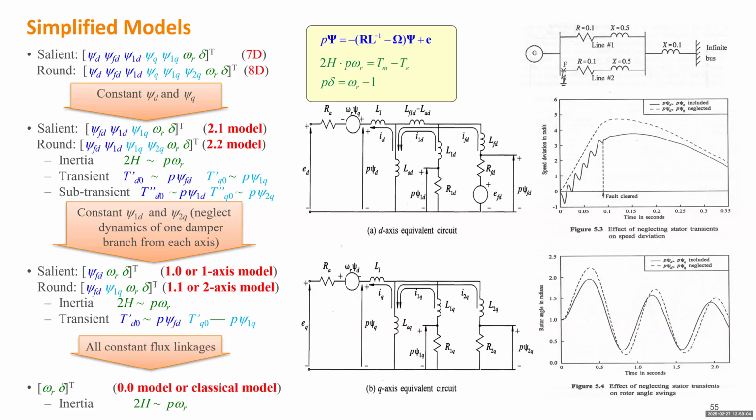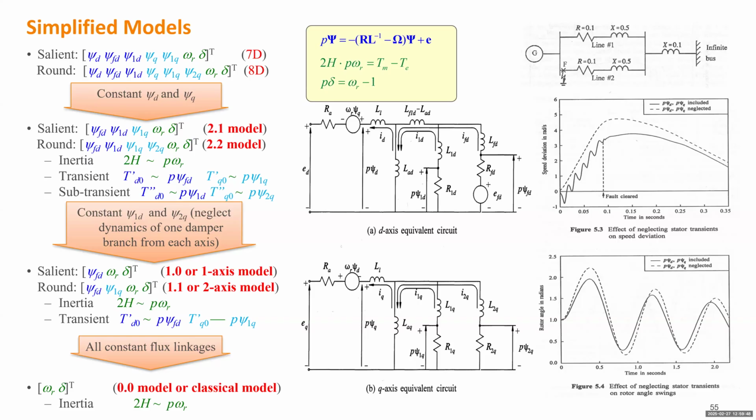Okay, so if we ignore the subtransient dynamics, which means we get rid of the fourth flux linkage state variable in each axis, we are going to have the 1.0 model and the 1.1 model. The 1.0 model only has the field winding flux linkage, which means for the flux linkage, we only model the D axis. We also call this model the one-axis model. For the round rotor generator, we can keep the flux linkage of the field winding and also of the first damper winding. So we are going to have a two-axes model, 1 from D, 1 from Q. That's also called the two-axis model.